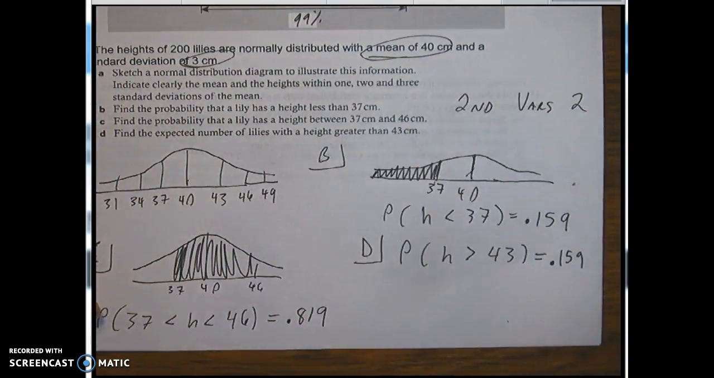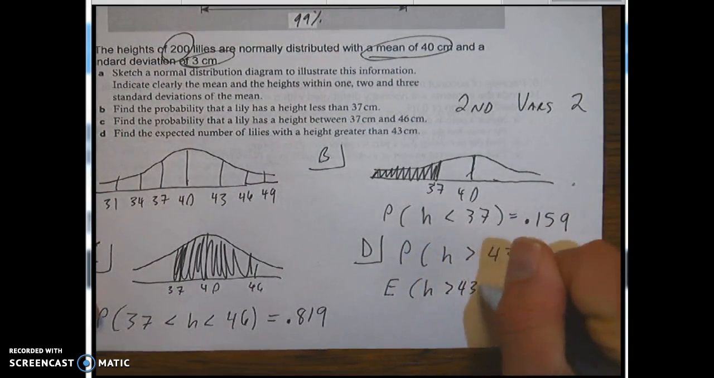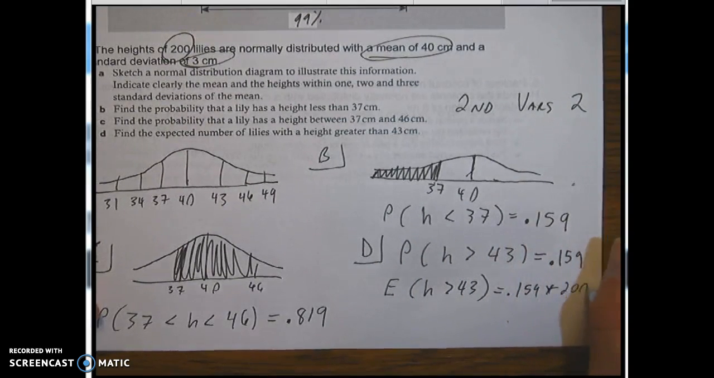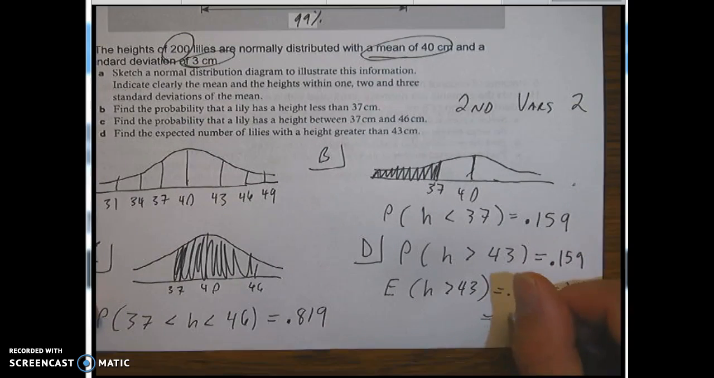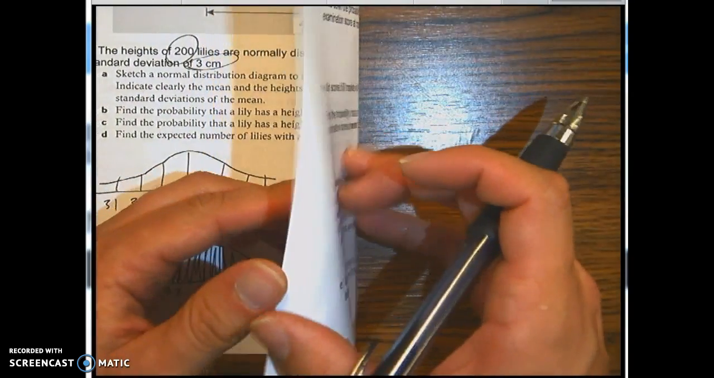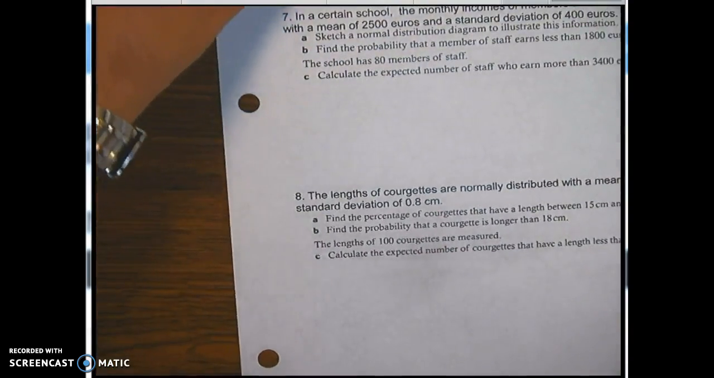Now they told us in the problem that there are 200 lilies, so the expected value of getting a height greater than 43 is just that 0.159 times 200, which is 31.73. So in this case I'd accept the answer 31 or 32, depending on how you look at that. Let's do one or two more of these. Make sure you got it understood here. I'm just going to pick one.